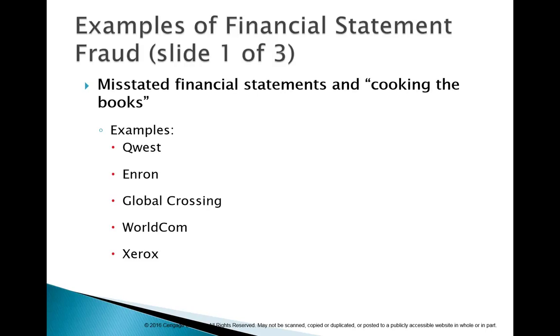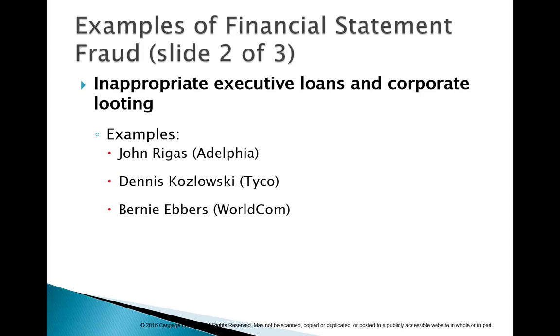Qwest, Enron, Global Crossing, WorldCom, Xerox. There are just hundreds of examples of companies that have committed financial statement fraud, as you've probably seen as you've tried to identify a company to work on for FS1. And not only is there cooking the books, sometimes they also loot the company. So John Rigas at Adelphia was one of the founders, and he was taking basically $1 million a month out of the company just for personal use.